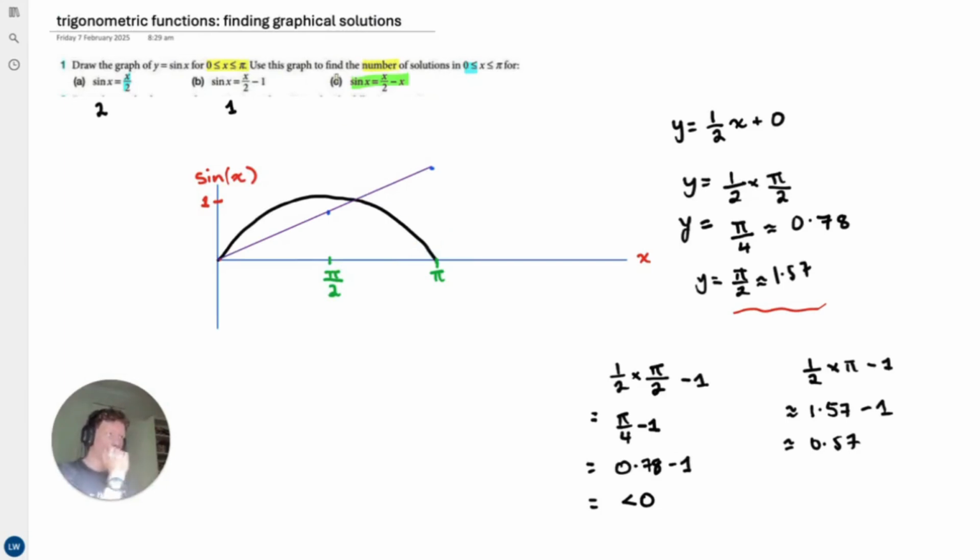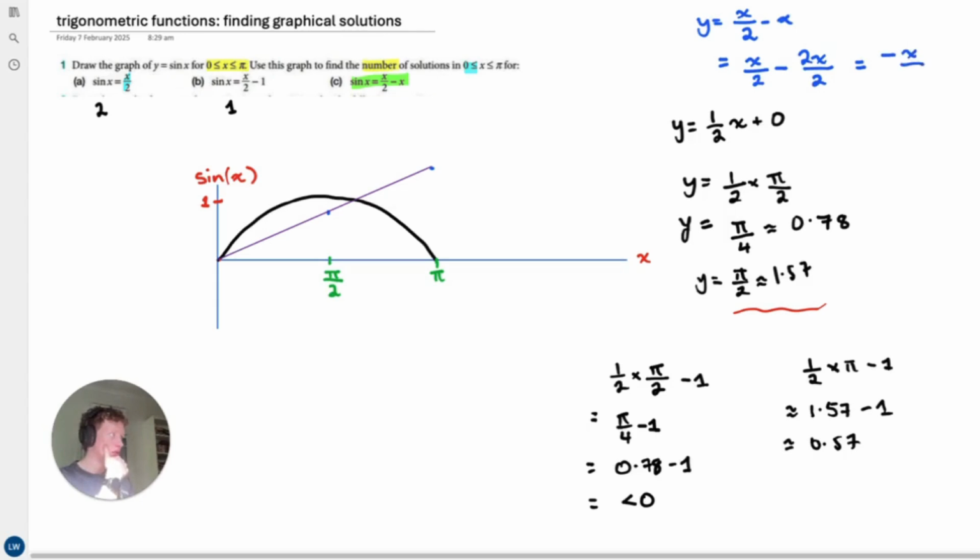All right, and finally now we're looking at this function, and it seems to take a little bit of a different flavor because we've got an x there as well. But this is kind of a red herring. We just need to simplify it. So we've got y equals x on 2 minus x. We just need to get this to a common factor. So we can say that that's the same as x on 2 minus 2x over 2. 1x minus 2x is just going to be negative x over 2.